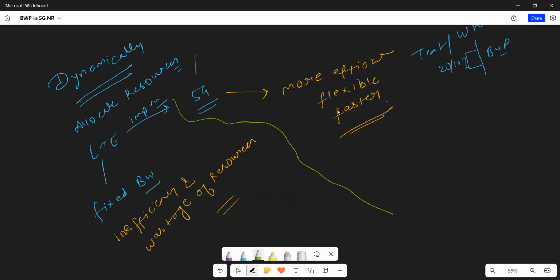So going forward, I'll go to the technical part, which is more important here. You just try to listen to whatever I am saying, right? I'll speak slowly just to make you aware. So BWP plays a crucial role in 5G NR, that allows flexible utilization of available spectrum.